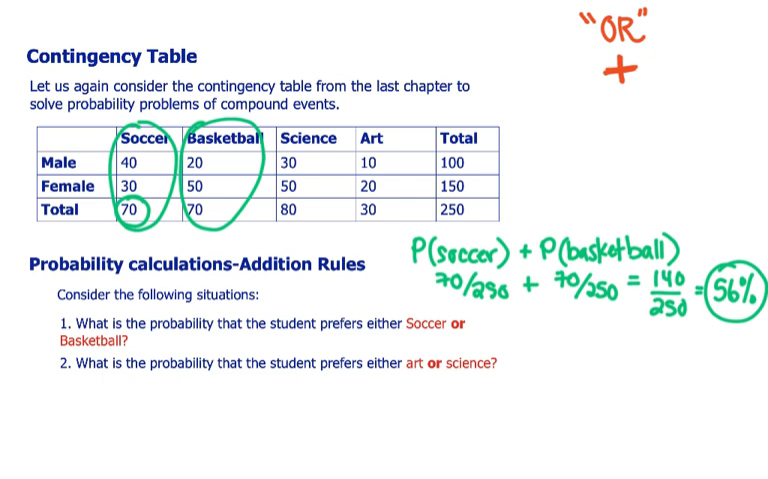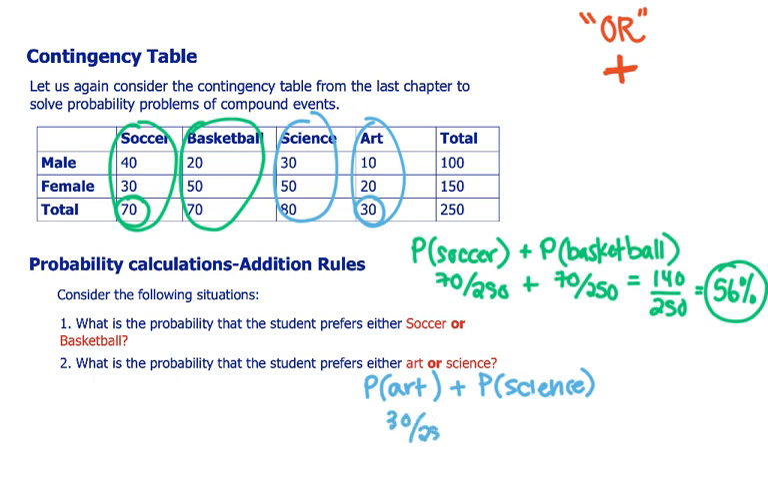Okay, similarly, we could ask, what's the probability that they prefer either art or science? Same thing. Probability of art plus the probability of science. We will look at these. Art is 30 out of 250. Science is 80 out of 250. That becomes 110 out of 250, which is 44%.